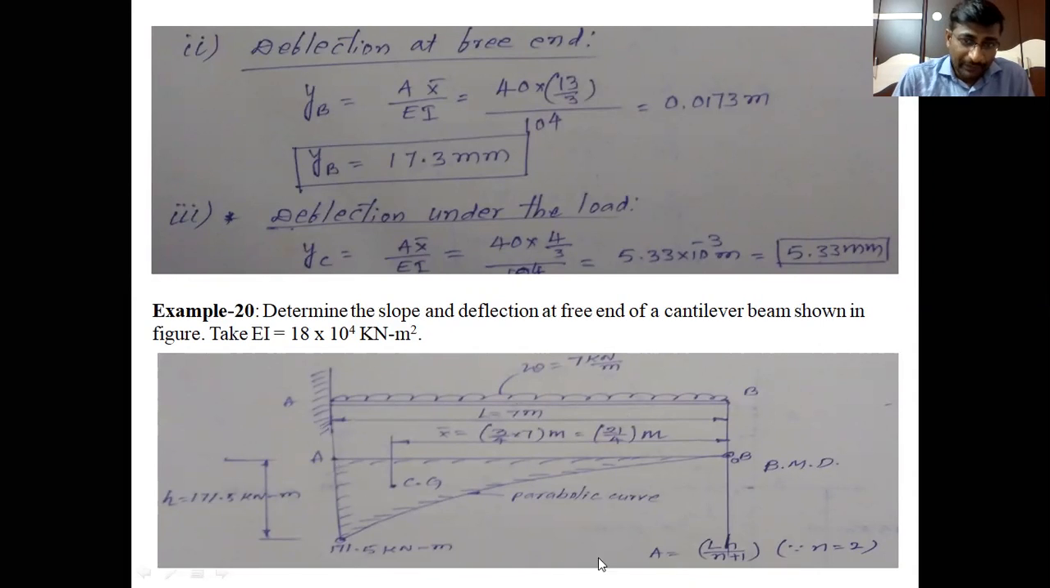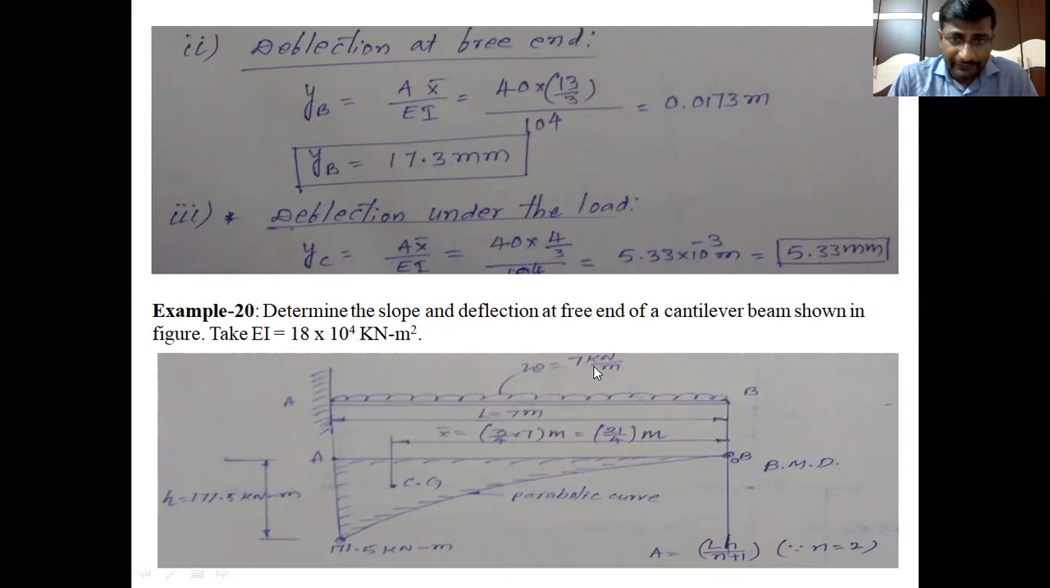So this is the bending moment diagram for the given beam. What is the bending moment at point B? It is 0. The bending moment at the free end of the beam is always 0 in the case of a cantilever. And what is the bending moment at point A?